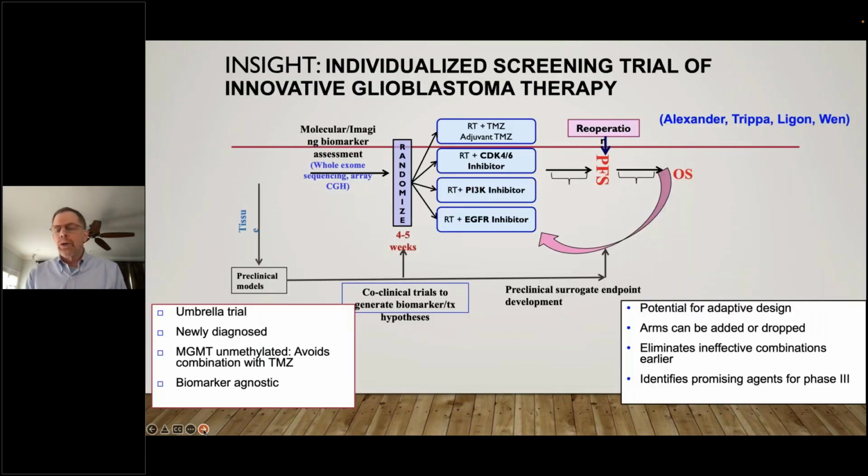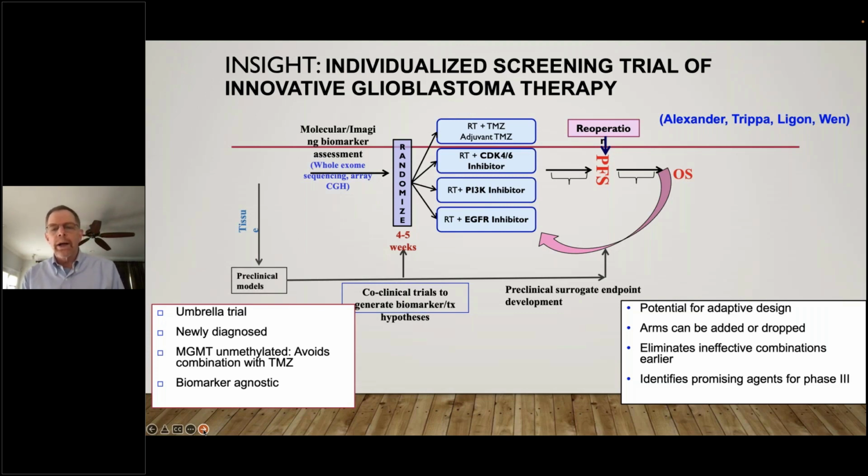In the neuro-oncology world, we have a couple of great examples. The INSIGHT study being led by colleagues in Boston. Again, this is an umbrella trial, newly diagnosed glioblastoma, MGMT unmethylated, so they didn't need to, in the experimental arms, worry about the addition of temozolomide.